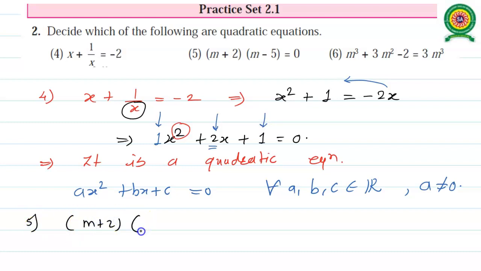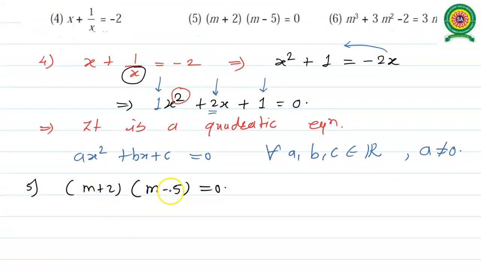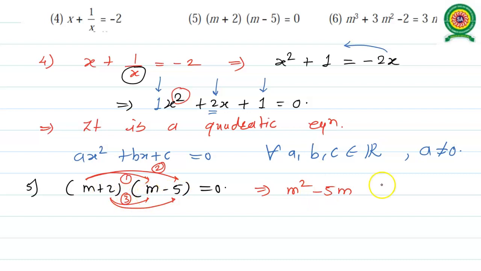We have it in the form m plus 2 into m minus 5 equals 0. So let us try to simplify both brackets over here. We have to use the distributive law. Try to distribute m over the bracket first and next 2 over the bracket. So our first step is m into m, we get m square. Then the second step is m into minus 5, we have minus 5m. The third step is 2 into m, we have 2m. And the fourth step is 2 into minus 5, we have minus 10, that is equal to 0.